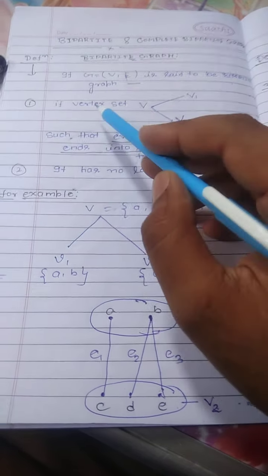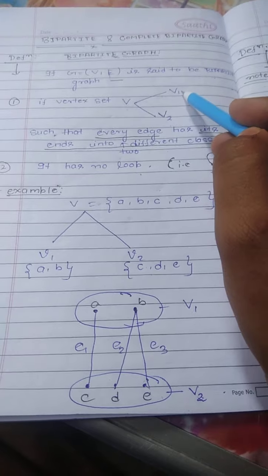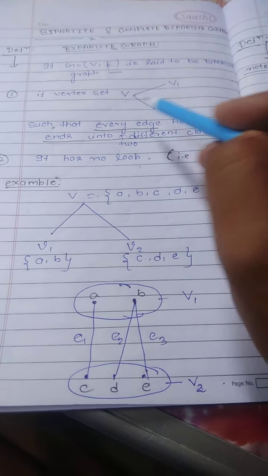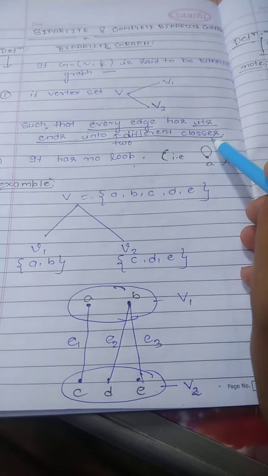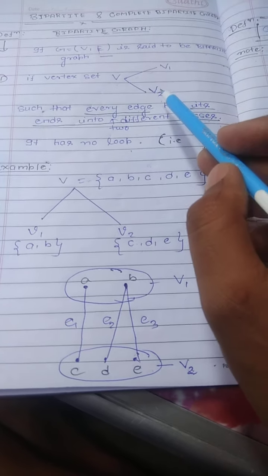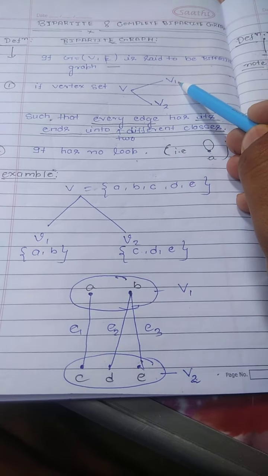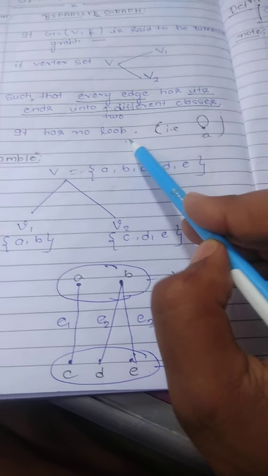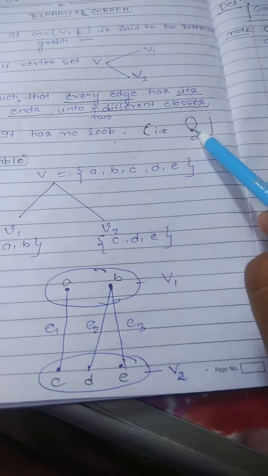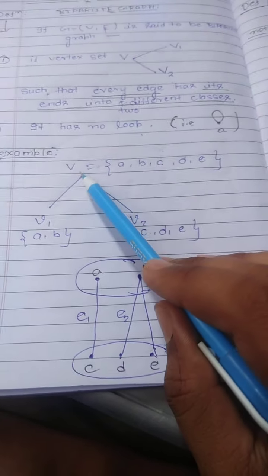satisfies two properties. First property: the vertex set V is divided into two vertex sets, the V1 set and the V2 set, such that every edge has its ends in two different classes. That means any edge has two ends, the first lies in the V1 part and the second lies in the V2 part. And the second property: it has no loop. That means this structure cannot lie in the graph. Let us see the example.